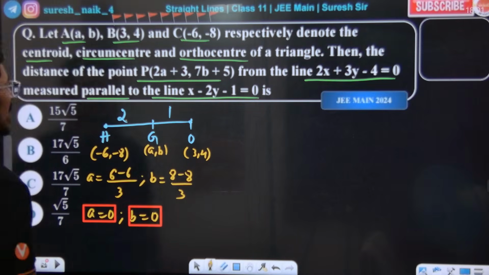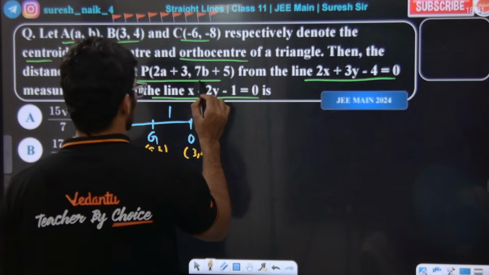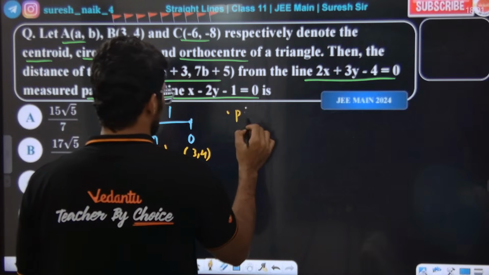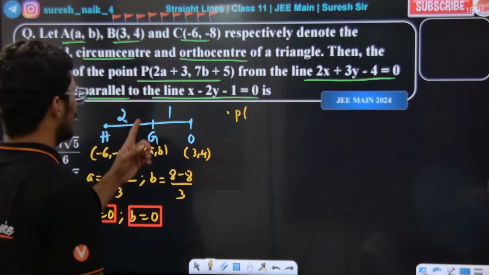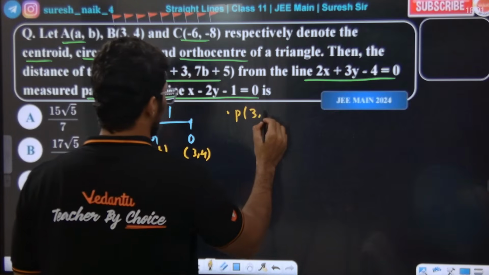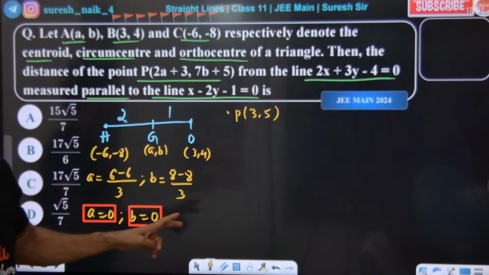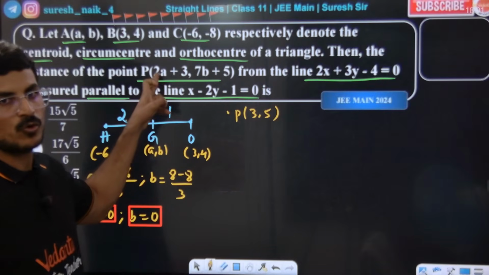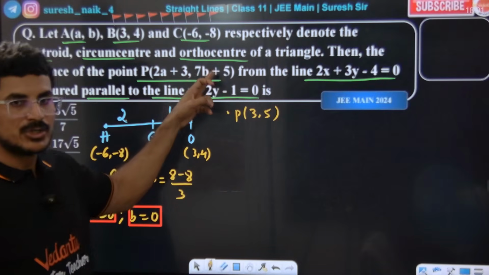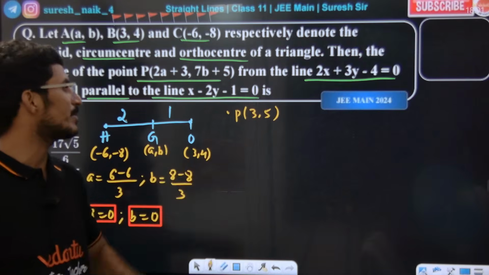Correct? So if A point is 0, then P is going to be what? P point is 0 comma 0. Sorry, 2A is 0. So 3 comma 5 is the P point. A comma B is 0 comma 0. One A plus, 2 into 0 plus 3, 7 into 0 plus 5. So 3 comma 5 is the P point.